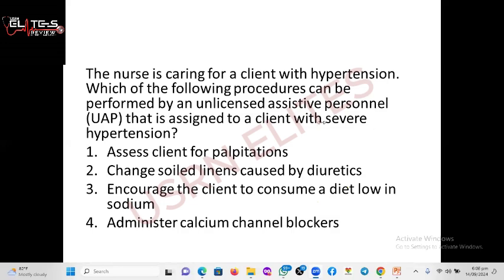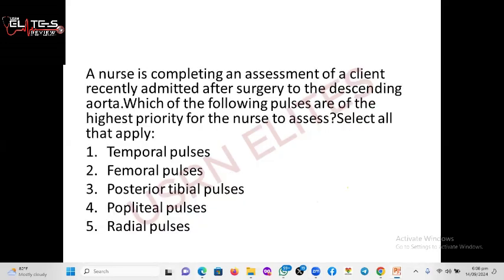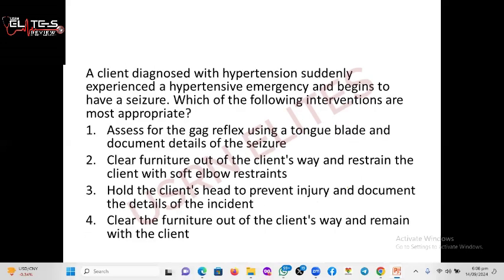We have, okay, option 2. Okay. It means that we all agree that the UAP can change the linen. This one was on ascending aorta pulses. I think we've done this very shortly, not a while ago.